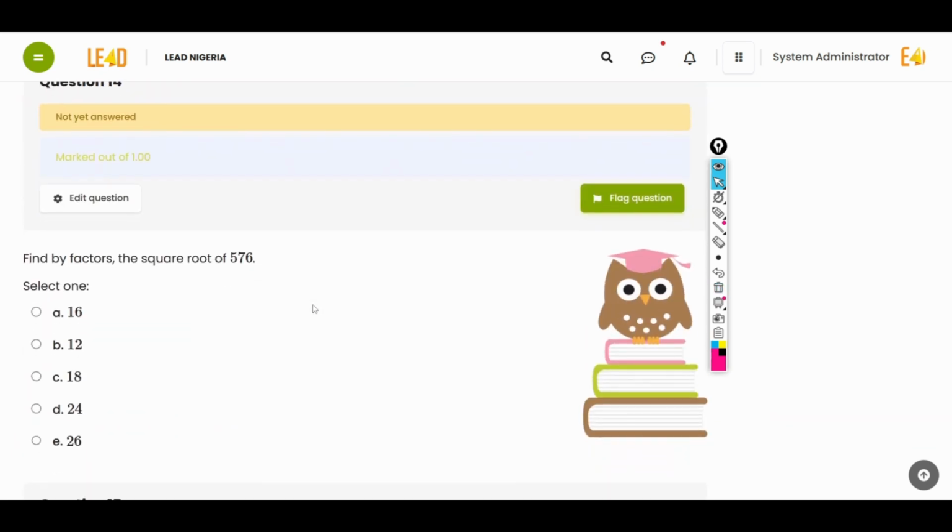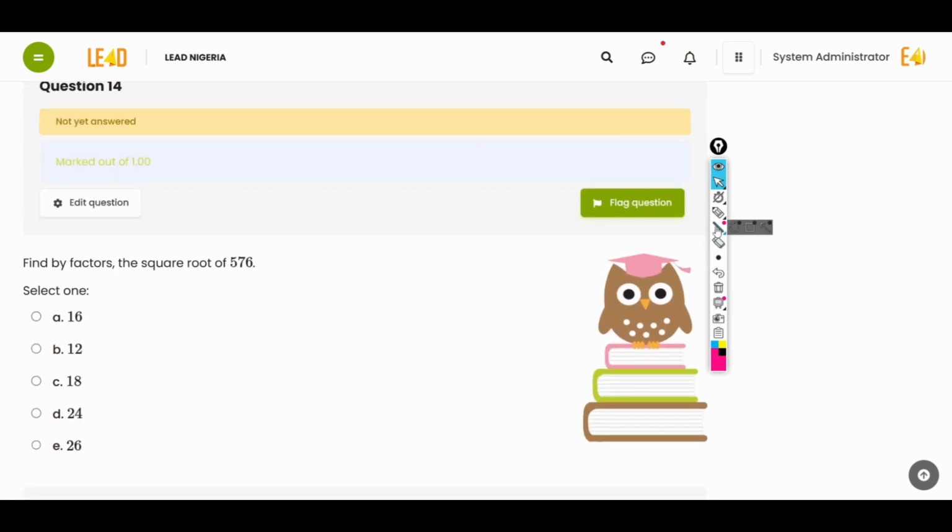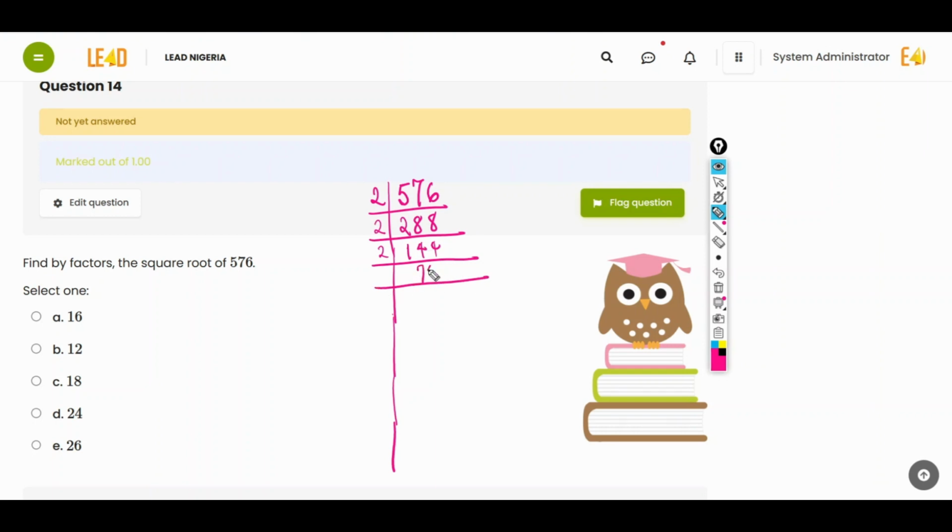Okay, 14 says, find by factors the square root of 576. I will keep 576 here. Let me start with 2. 2 in 576 will give me 288. And then can still use 2. So 2 in 288 gives me 144. And we still work with 2. 2 in 144 gives me 72. Still work with 2. This gives me 36.